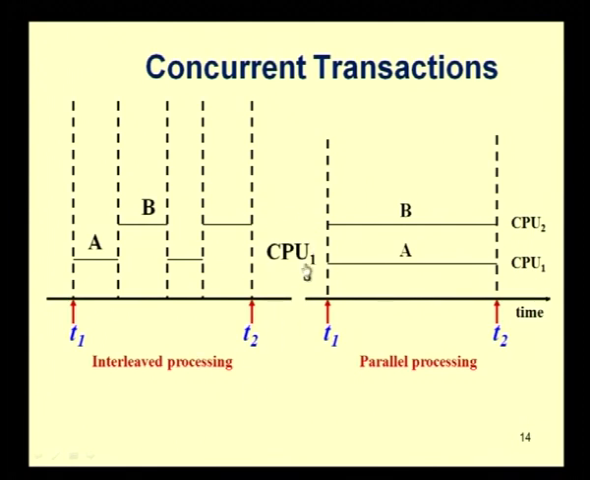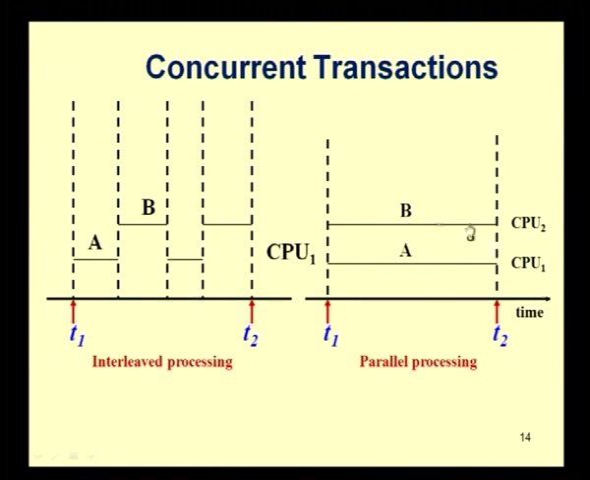Here you have only one CPU. At time t1, time t2, this is A and this is B. First you will do A's work for some time, then do B's, then do A's again, then go back to B, but you are using a single CPU. So, this is called interleaved processing. It is a concurrent transaction. Then you have parallel processing, where you start at T1, T2, you have two CPUs, one CPU taking care of A and one CPU taking care of B.